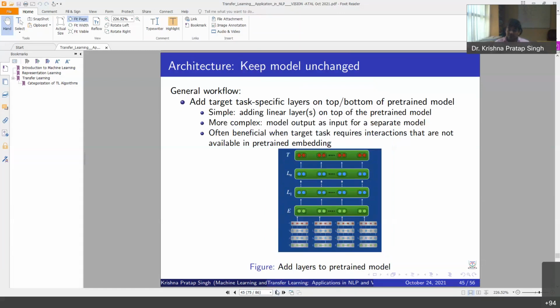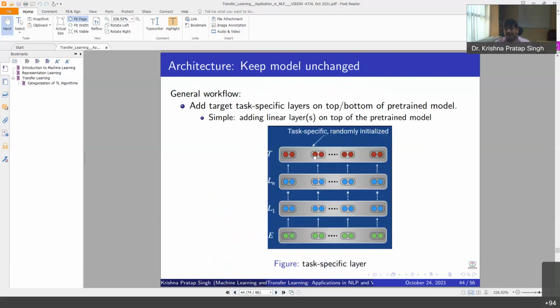I think I have put it on one slide. One way is that the task will be changed, and the first layer's parameters will be unfrozen. Unfreeze means it will be tuned for your data sets. The remaining layers will be frozen, which means the weight values will not change through back propagation or learning. Only the first layer parameters will be tuned for your data sets.